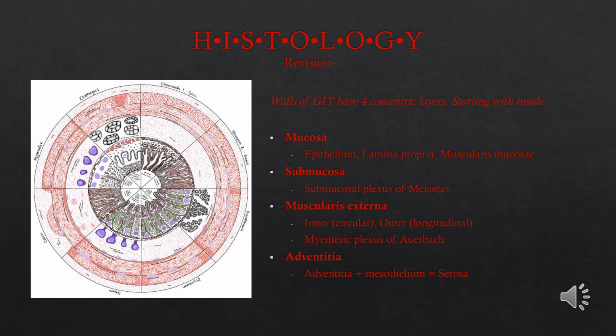Warning, we are now entering a discussion about GIT histology. The mucosal layer is the layer which makes contact with the lumen of the GIT. The mucosal layer has three components: the lining epithelium, the lamina propria, and a thin layer of smooth muscle called the muscularis mucosa, not to be confused with the muscularis layer.